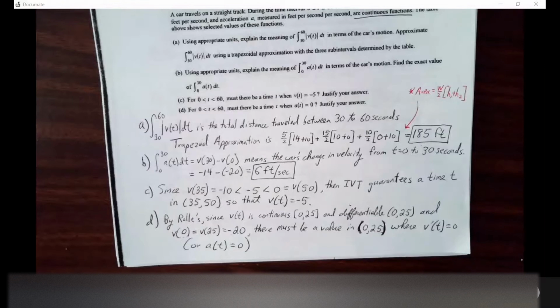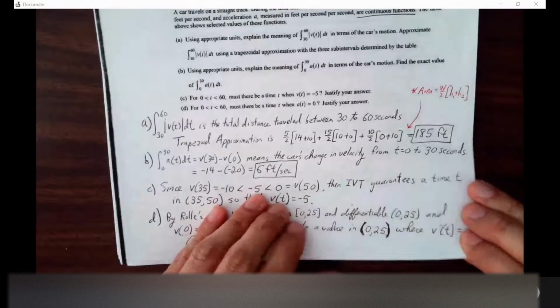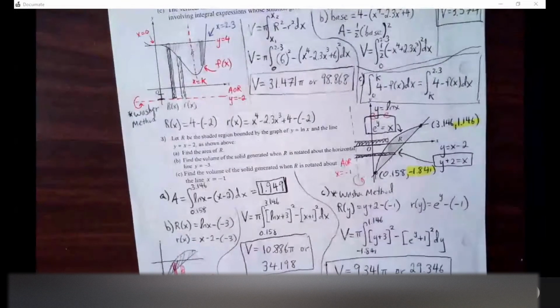Okay, let's see if we can make some progress with the problem on the back of this worksheet. Okay, so another table of values here.